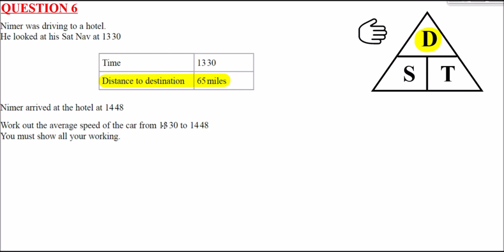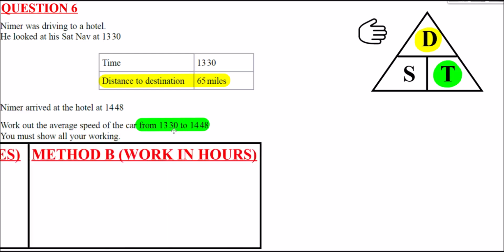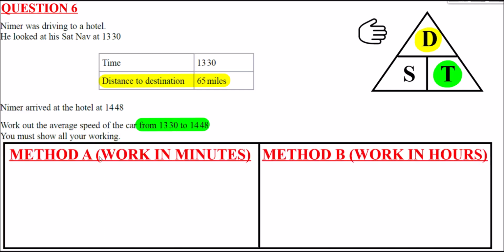So how much time did it take him? Well, the time it took him is between 1:30 and 14:48. So that relates to the time. But how do you actually work this out in terms of hours? Or should we do it in terms of minutes? Well, the choice is yours. So for the first method, we can work in minutes, then change to miles per hour after. Or we can go straight for working in hours. So I'm going to show you two different methods.